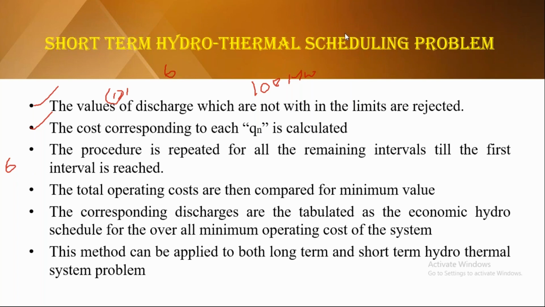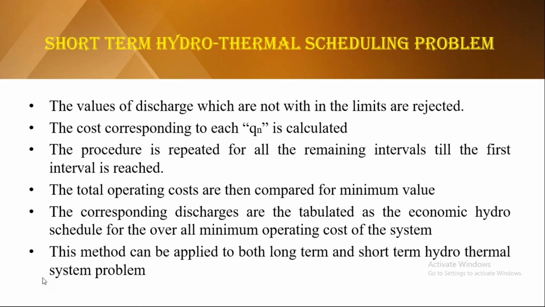This type of method is used for both long term and short term. But the problem when scheduling with these methods for long term is that it will take more data. Why? Because if you split 12 months into sub intervals, you have to check for each month, so you have to check 12 months individually. At that time we require more data. So that is the problem. Otherwise, we can go for the same procedure for both long term and short term hydrothermal scheduling.